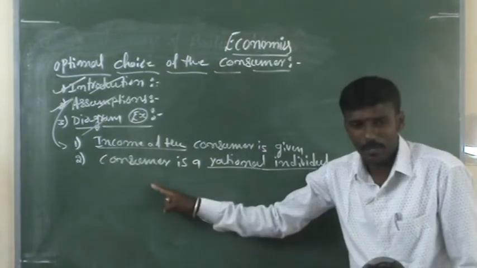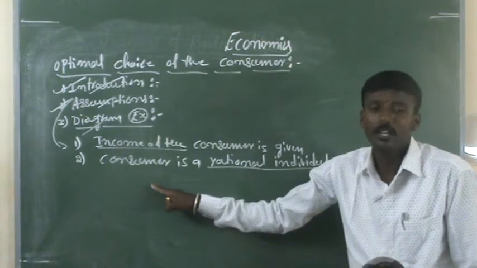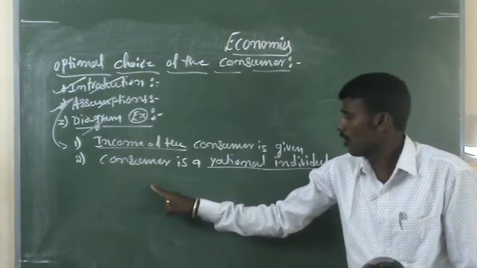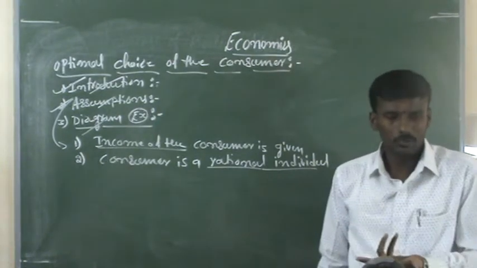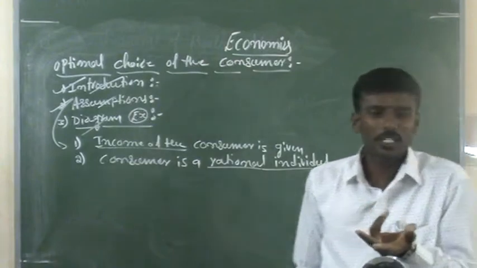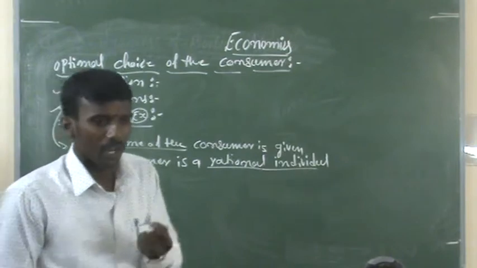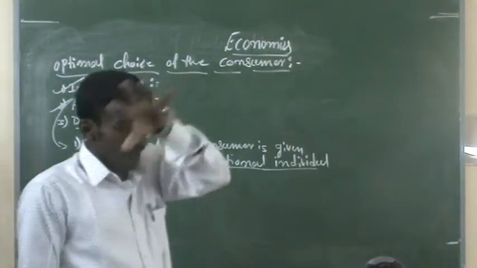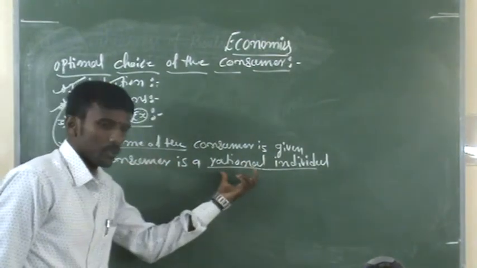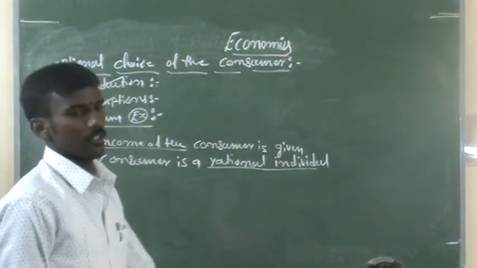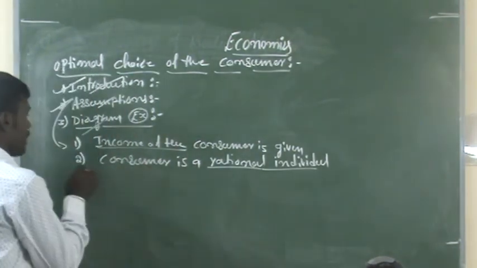Once again I repeat, the second important assumption of optimal choice of the consumer is that the consumer is rational. It is nothing but being intelligent and good. That means he knows about society, what is good, what is bad, what should be done, what should not be done, what is better and what is not better. The consumer has all this information. That type of consumer, the rational individual or person, is what we are going to consider. That is the second assumption.